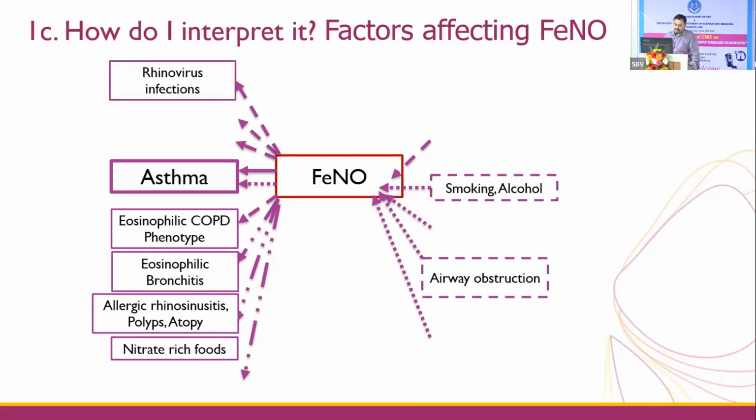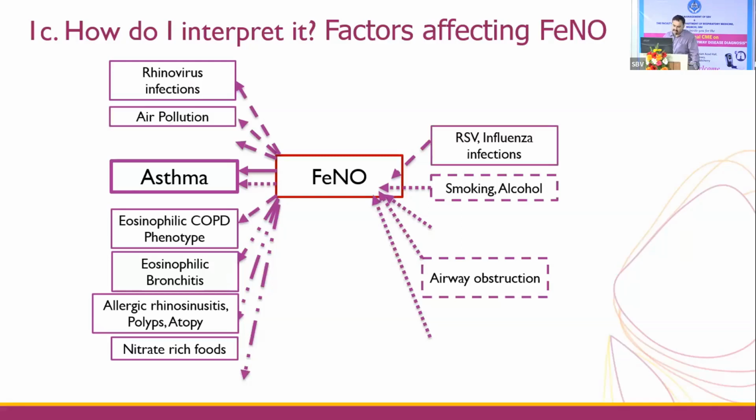We've also spoken about nitrate-rich foods increasing FeNO, especially viral infections. People with acute viral exacerbations, specifically rhinovirus exacerbations, have been seen to have elevated FeNO. But other exacerbations, RSV and influenza, actually reduce FeNO. So this is also an interesting observation.